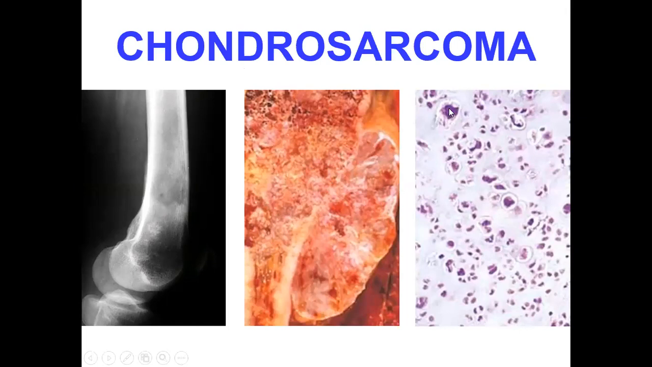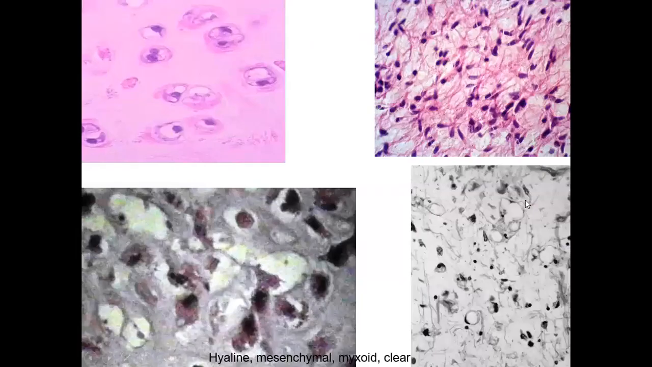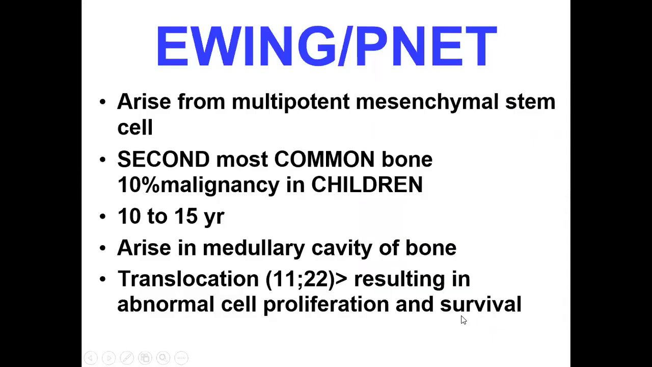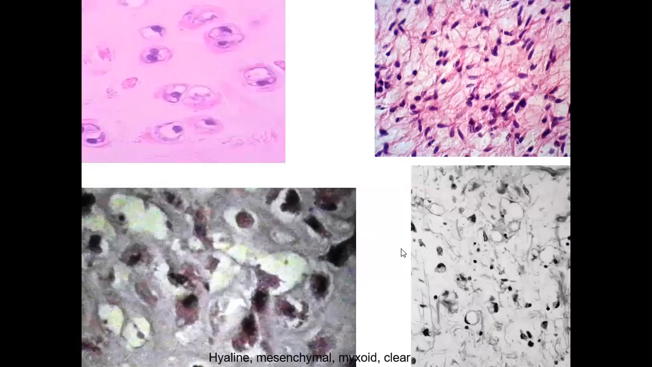So, pleomorphic cells, chondrocytes with multiple nuclei, extreme pleomorphism. And this is hyaline and mixed cartilage. Hyaline. This is the hyaline variant, and this is mixed. And this is clear cell. So that is about the cartilage forming tumors.